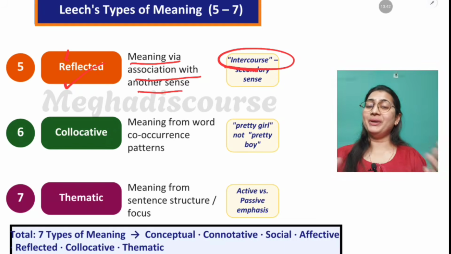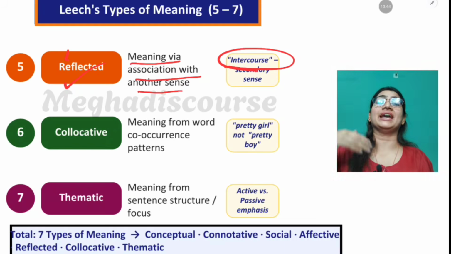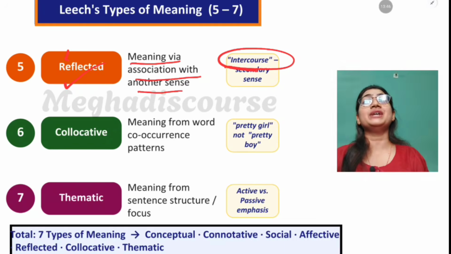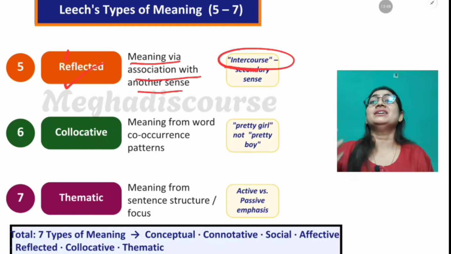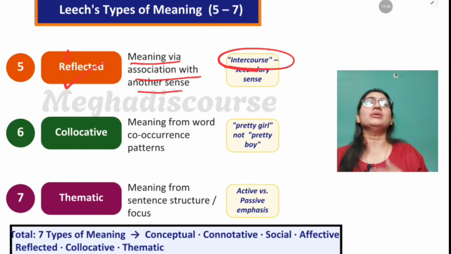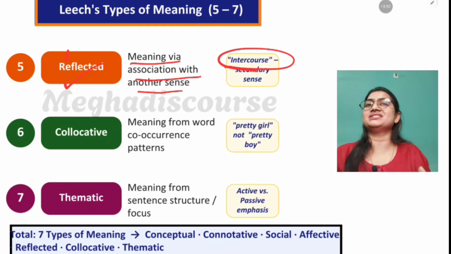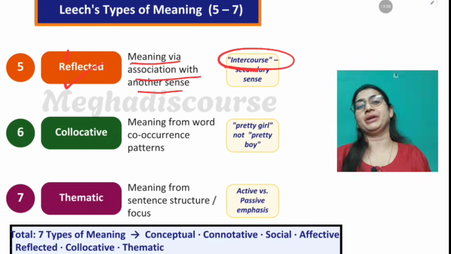Like we have romanticism. This is the age, which means an adventurous age in which we have nature and individualism. But what people think of as romanticism is that they relate it with love. So this is the context of reflected meaning.